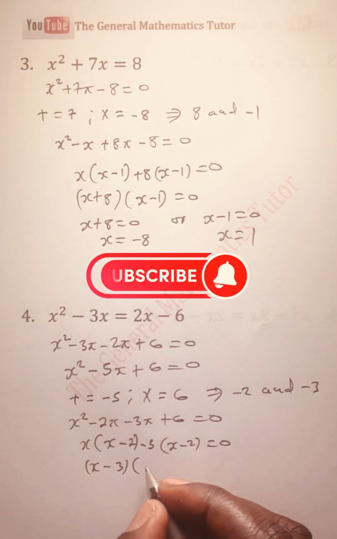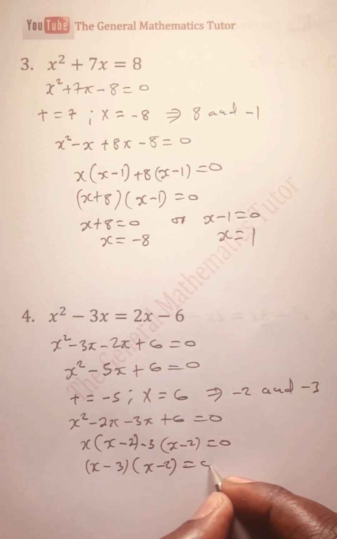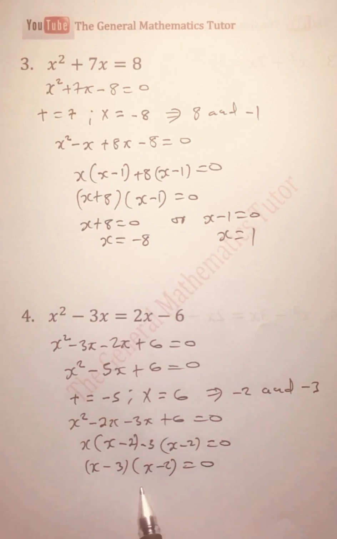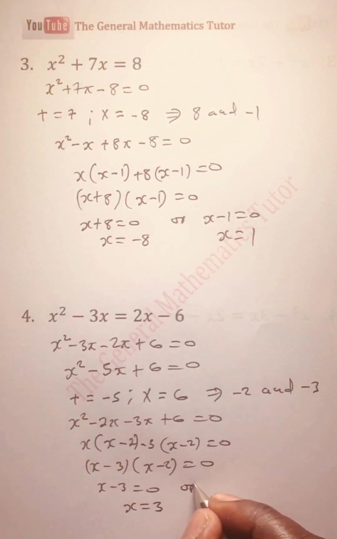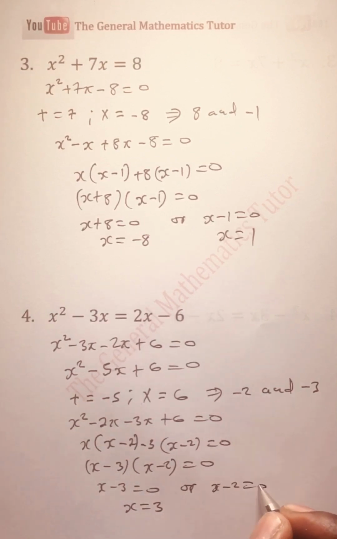and then we take x minus 2 and equate that to 0. So for this product to be 0, it means one of these terms is 0. So what if x minus 3 is 0, then x is equal to 3? Or what if x minus 2 is 0, then x is equal to 2?